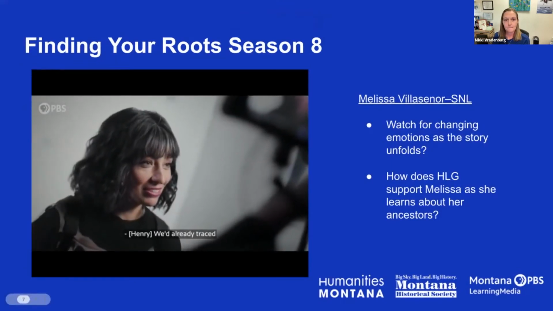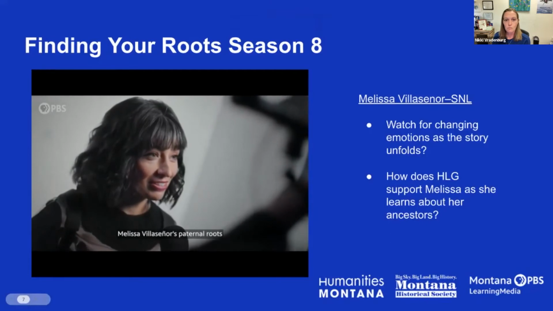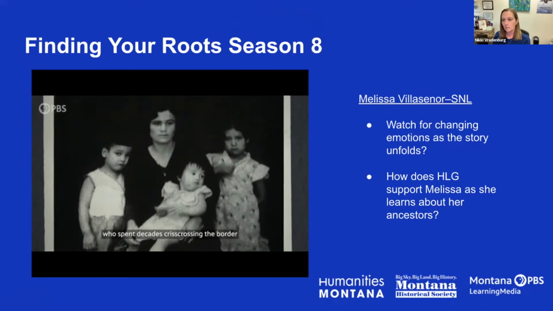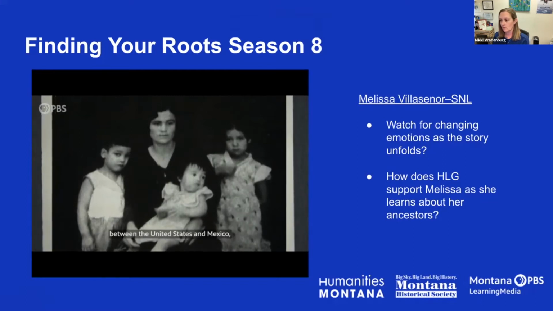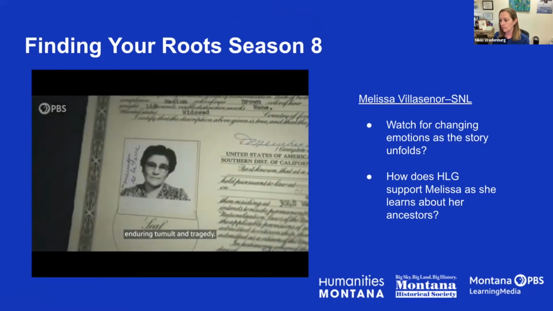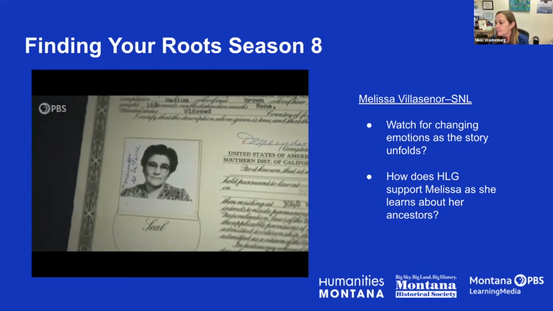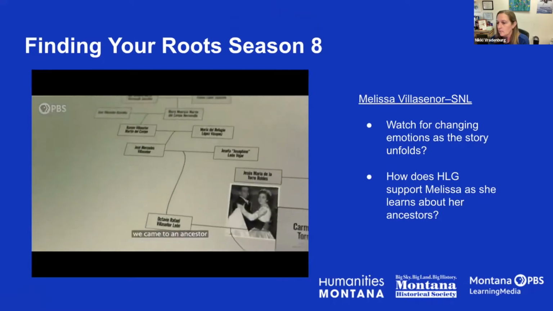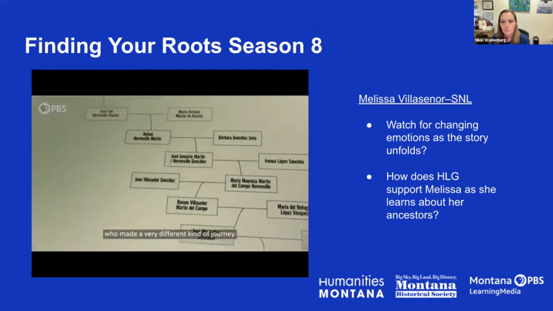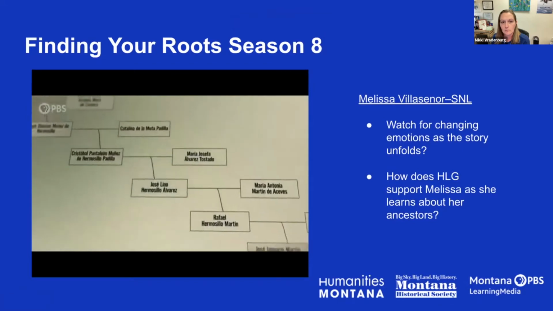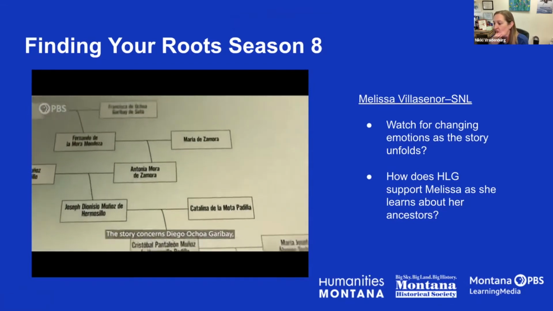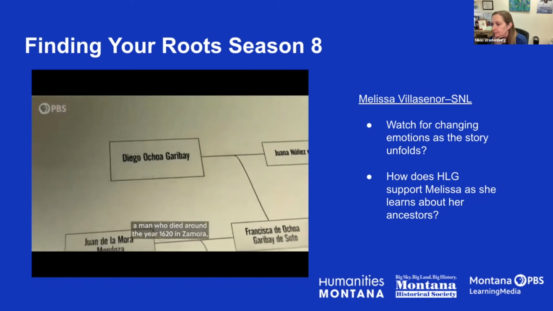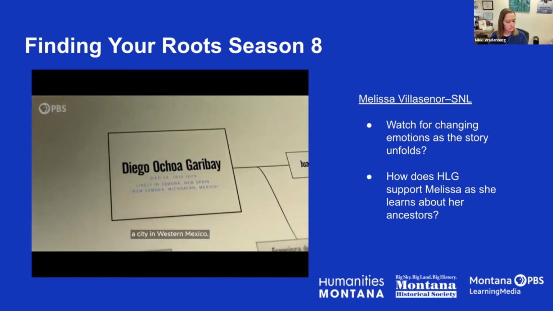We'd already traced Melissa Villaseñor's paternal roots back to her great-grandmother, Mercedes, who spent decades crisscrossing the border between the United States and Mexico, enduring tumult and tragedy. Now, following another line of her father's family, we came to an ancestor who made a very different kind of journey. The story concerns Diego Ochoa Garibay, a man who died around the year 1620 in Zamora, a city in western Mexico.